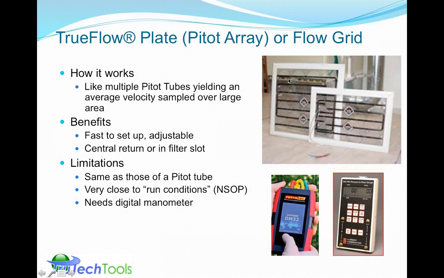Because this is put in place of, many times, a filter in a filter slot in a residential system to get the total overall velocity, it may present a slightly different pressure drop than the filter would. However, there is a correction factor called the normal system operating pressure, which will allow it to move very close to runtime conditions. Even though it's not the original filter, you can take a differential measurement and use it.